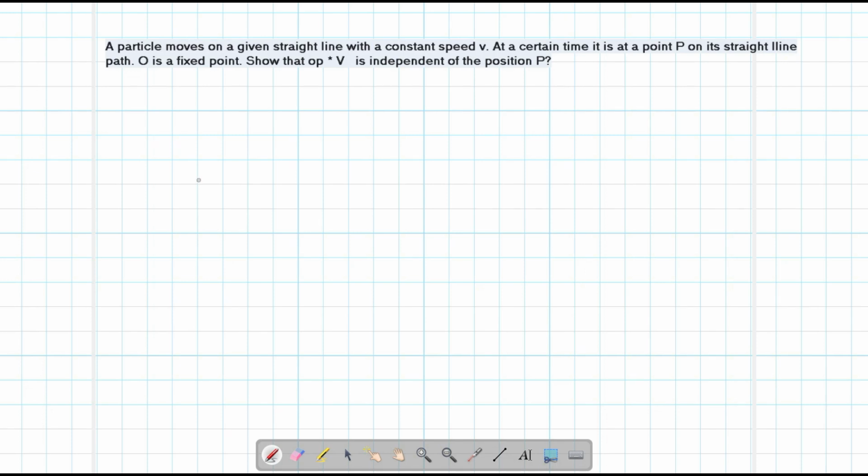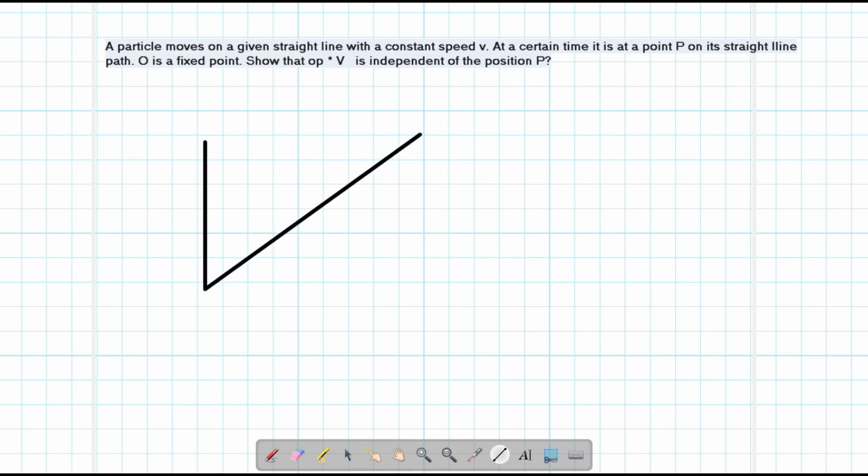A particle moves on a given straight line with a constant speed v. At a certain time, it is at a point P on its straight line path. O is a fixed point, so that OP cross v is independent of the position of P. So first we have to draw the diagram.